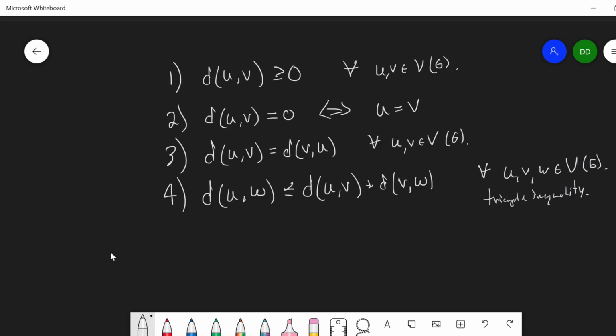All right, in the next video, we're going to use this concept of distance to prove a really nice result for bipartite graphs. In particular, we'll finally be able to give a characterization for bipartite graphs using distance.